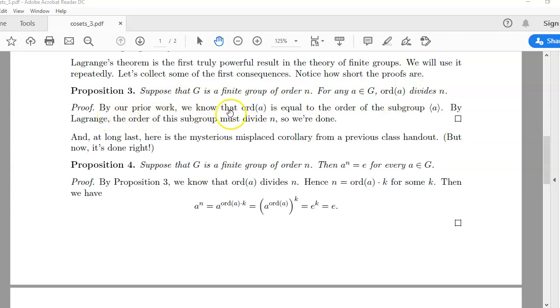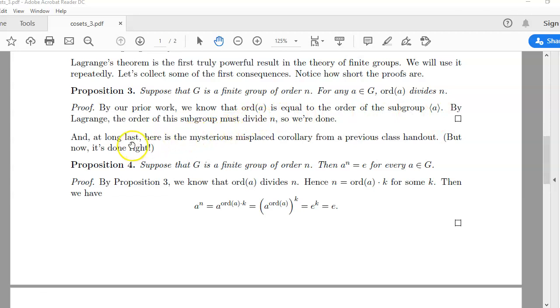By our previous work, we know the order of A is equal to the order of the cyclic subgroup generated by A. We proved that a few handouts ago in class, actually, back when we were meeting face to face. So the order of A is exactly the same thing as the order of the cyclic subgroup generated by A. But the size of this subgroup has to divide n, and the size of that subgroup is the order. Well, you're done. So it's that easy.